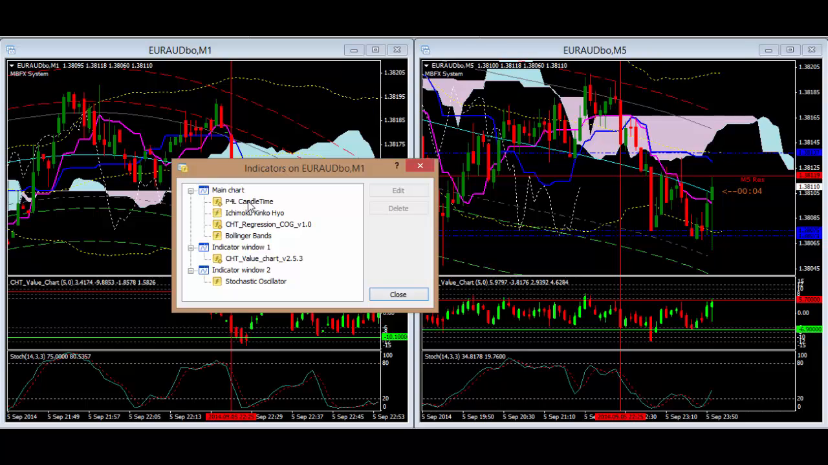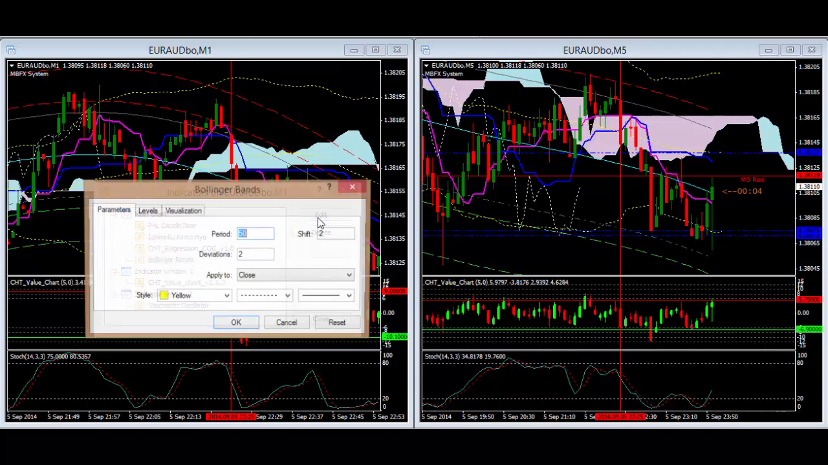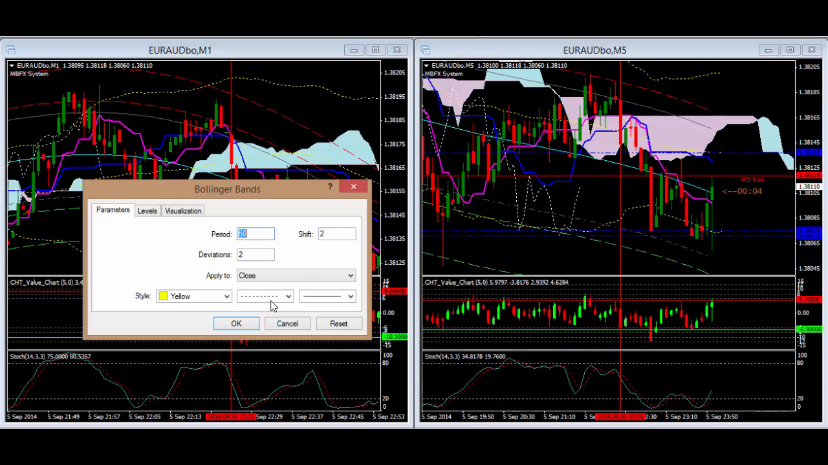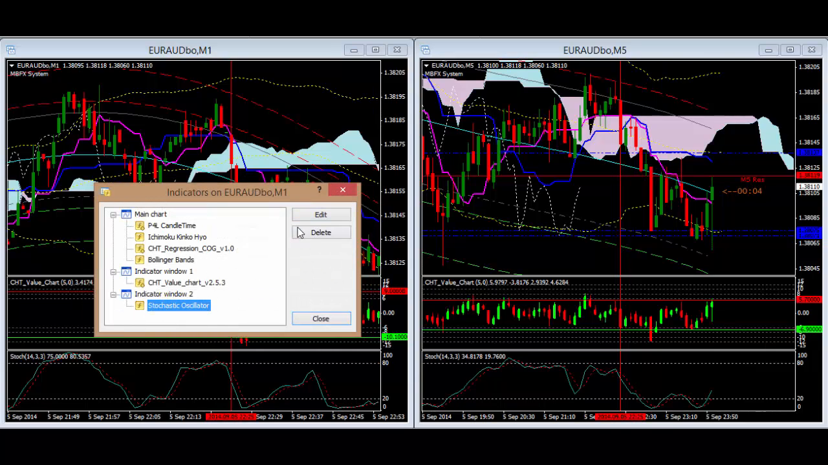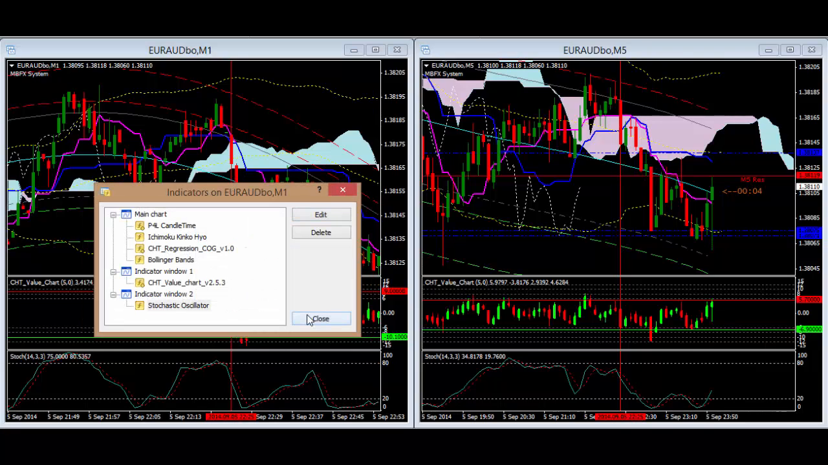I have candle time, Ichimoku, regression, Bollinger Bands, value chart, and stow. All the settings are standard except Bollinger Band. It's 52.2. Why? It suits me. You can use something else, whatever suits you. And then stow is, as you see on the chart as well, 14.33. And that's it. These are the things I use.